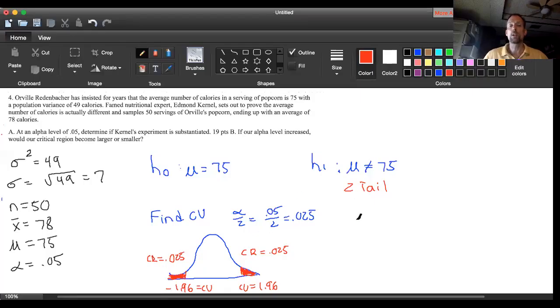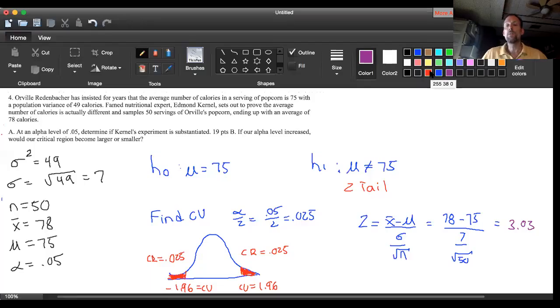Okay, so now we're going to go ahead and calculate our Z formula. Okay, so pause the video for a few minutes, see if you can get the Z value calculated out, and let's see what we get for the Z value.